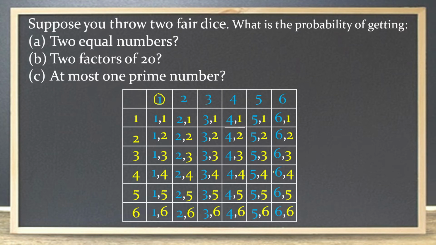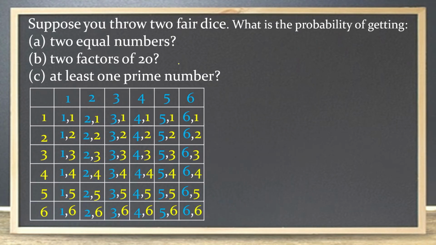So it means we have about 1, 2, 3, 4, 5, 6, 1, 2, 3, 4, 5, 6. So 6 times 6 is 36. So it means we can have 36 different outcomes. So we say the outcome is equals to 36.